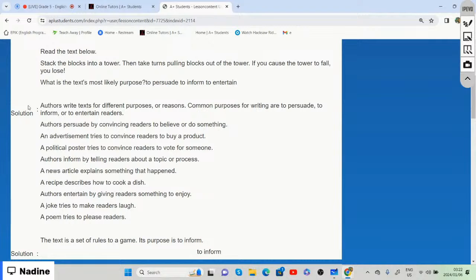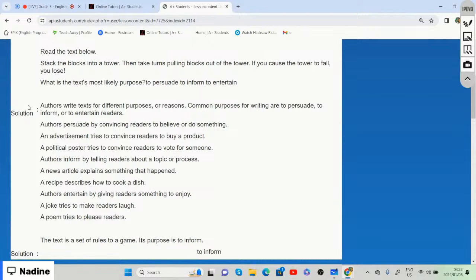We made mention that advertisements try to convince readers to buy products. Political posters try to convince readers to vote for someone. And authors inform by telling readers about topics or processes. Newspaper articles explain something that happened, whether it is locally or internationally. And then recipes describe how to cook or bake a certain dish, right? And then authors entertain by giving readers something to enjoy, by making you laugh, right?